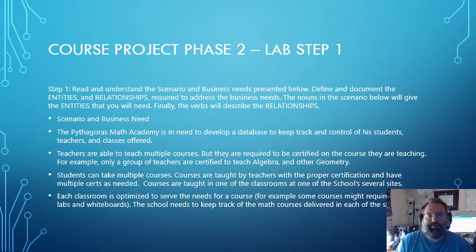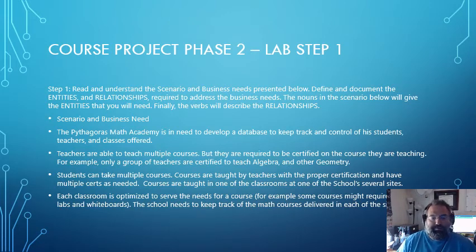The following are the steps for phase 2 of the project. The first step is to read and understand the scenario and business needs presented, and define and document the entities and relations required to address the business needs. The nouns in the scenario below will give you the entities that you're going to need, and basically the verbs will be the relations. So, the scenario and business need.